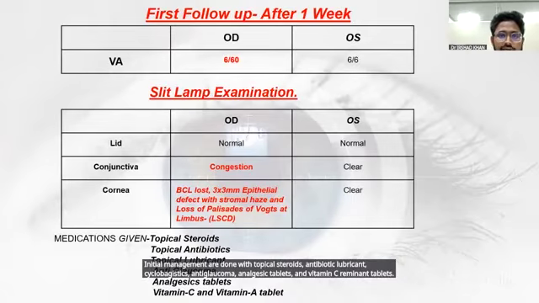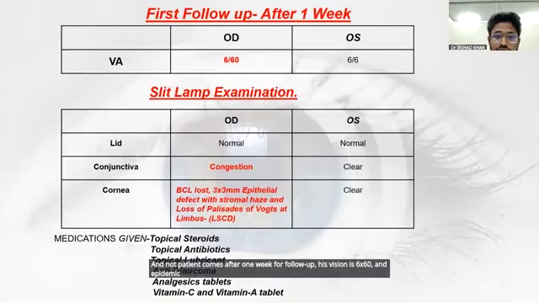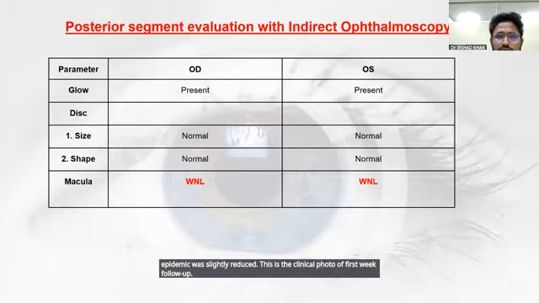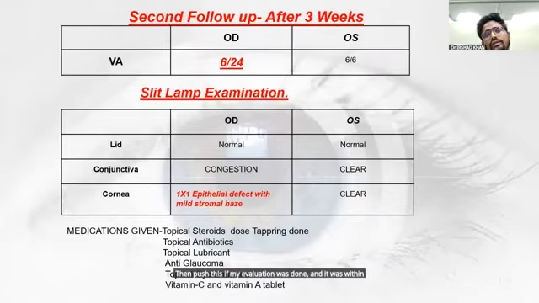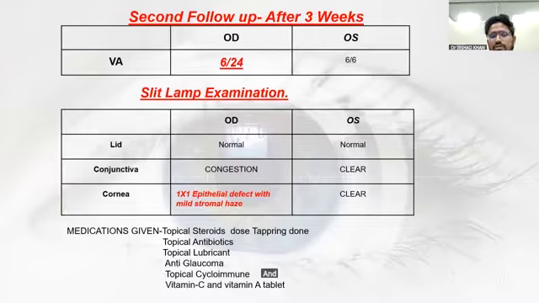Now the patient comes after 1 week for follow-up. His vision is 6/60 and the epithelial defect was slightly reduced. This is the clinical photo of the first week follow-up. Then posterior segment evaluation was done and it was within normal limits. After that, the patient comes after 3 weeks and his vision improved to 6/24, and now the epithelial defect has reduced and he has mild stromal haze. We asked the patient to continue the same medication.